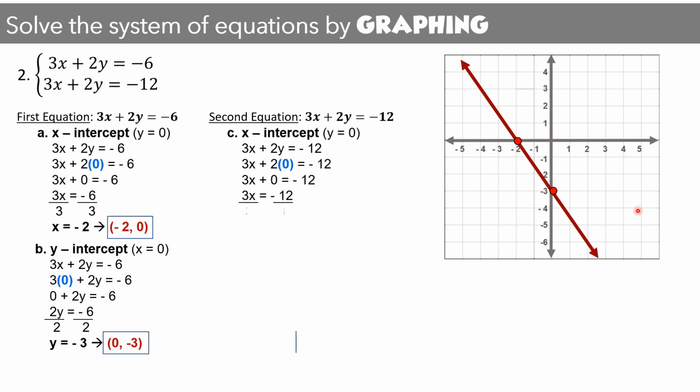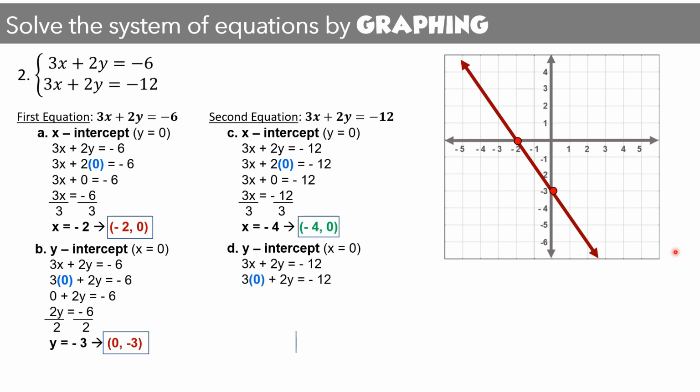So we need to divide both sides by 3. Cancel, then negative 12 divided by 3 will give us negative 4. Therefore, the ordered pair will be negative 4, 0. Negative 4 for x and 0 for y. And the other one, y-intercept, change x into 0.